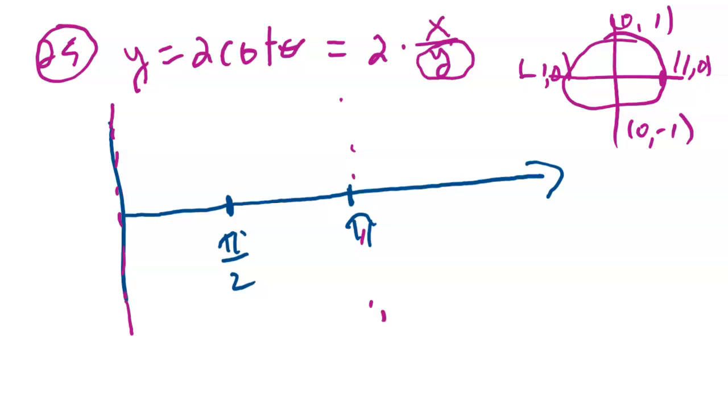Cotangent fits perfect. Cosecant fits perfect. Tangent and secant just look weird. You have to draw the period a little bit longer.